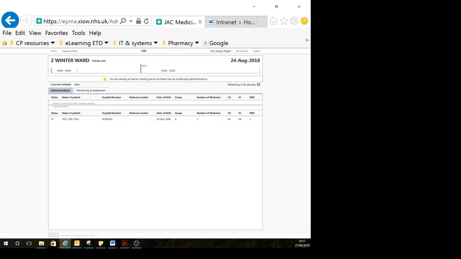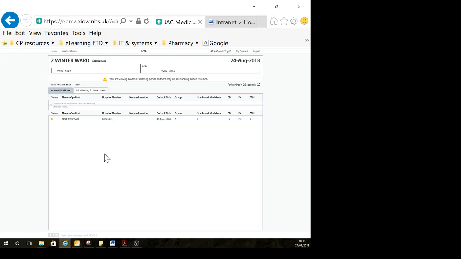Did you see it came up with this banner that says you are viewing an earlier charting period as there may be outstanding administrations? So that should be a warning to you. Whenever you log on, you can have a look at this, and if it tells you that, it means that you've got doses that you need to sign for a previous patient. You see up here it says the 24th of August. Well, today is actually the 27th of August, which means I've got a patient on my system that has had doses outstanding from the 24th.